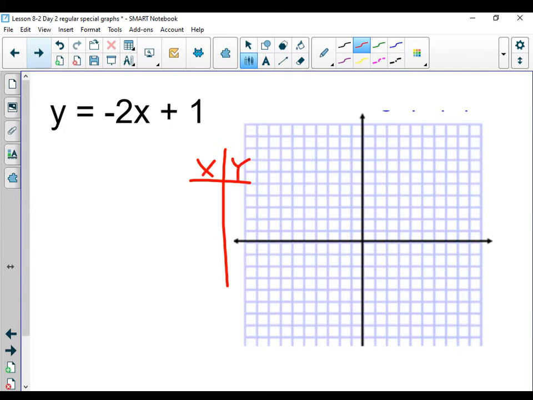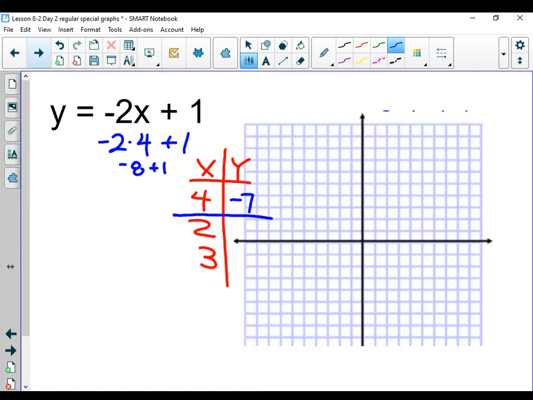Preston, what do you want to pick for X? 4. Godiva, what do you think? Addison, what do you think? 3. -2 times 4 plus 1. -1. Or -8. -8 plus 1. Yeah, it took me a moment.